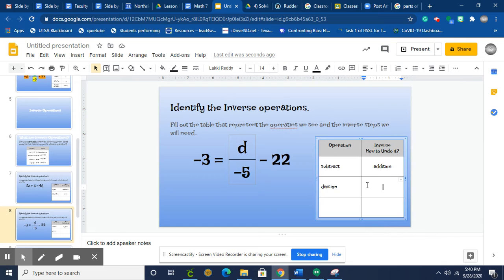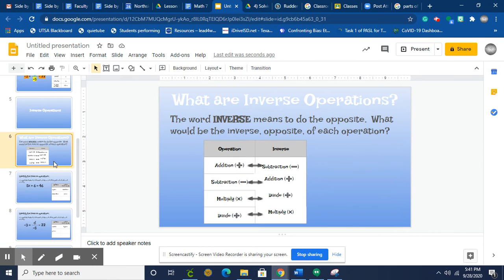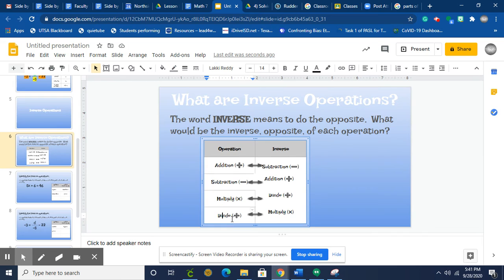So if I have 10 over 5 equals 2, right? 10 divided by 5 equals 2. The reverse would be, well, 2 times what gives me 10? And in this case, we would say 5 because we know that 2 times 5 equals 10. So going back to my chart, I want to look at, okay, if I have division, how do I undo it? And it's going to be multiply.